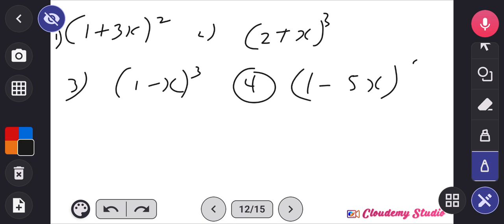raised to the power of 5. Question number 5. x plus 6 raised to the power 3. Yes. So these are the questions I'll be giving you.